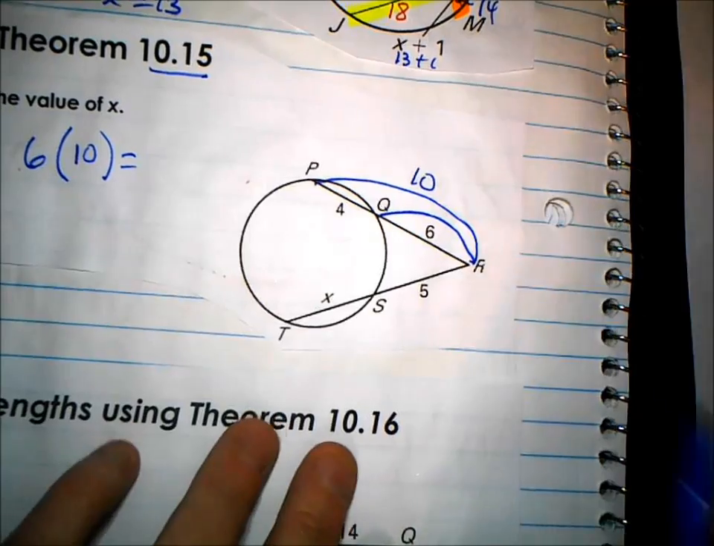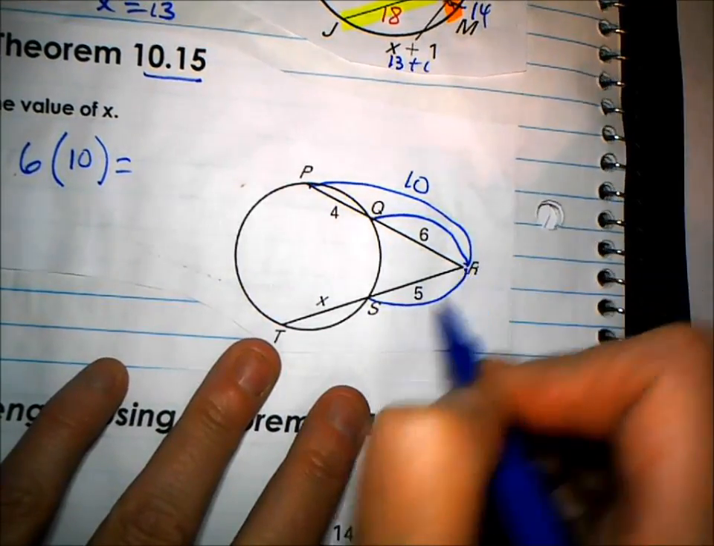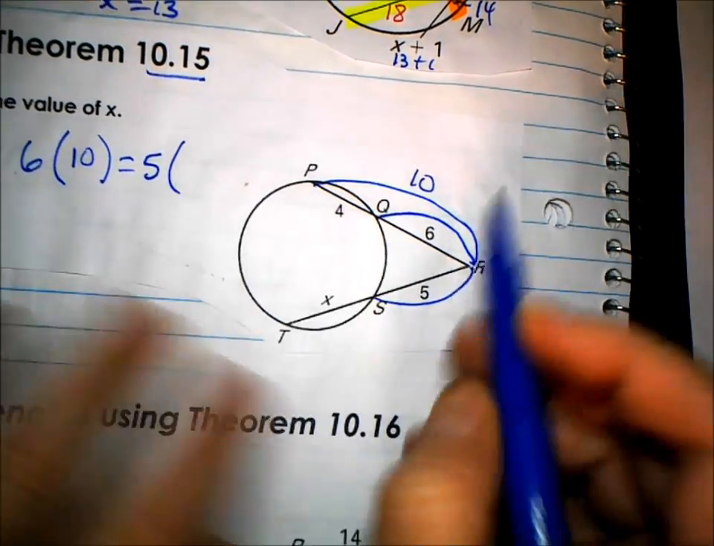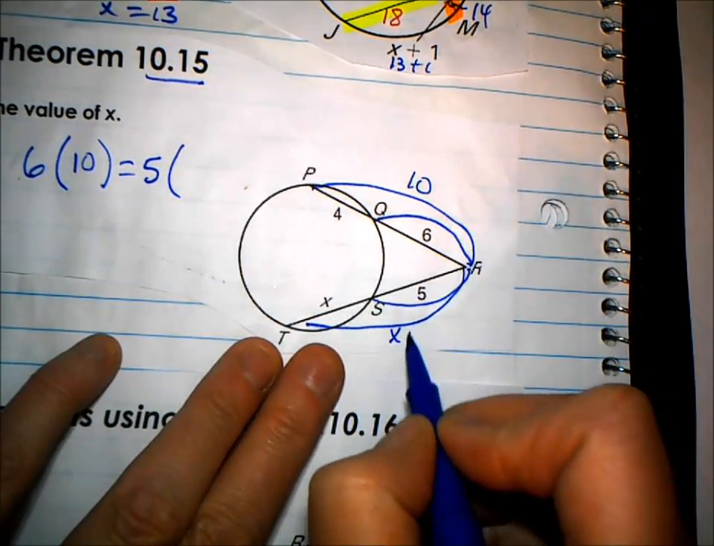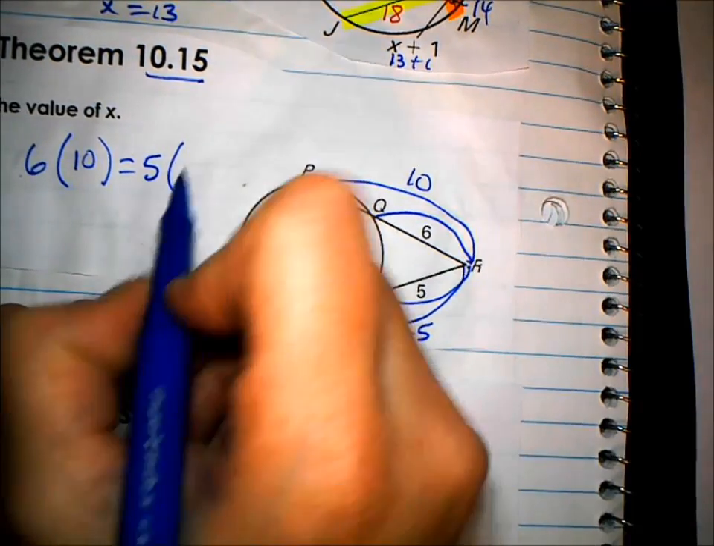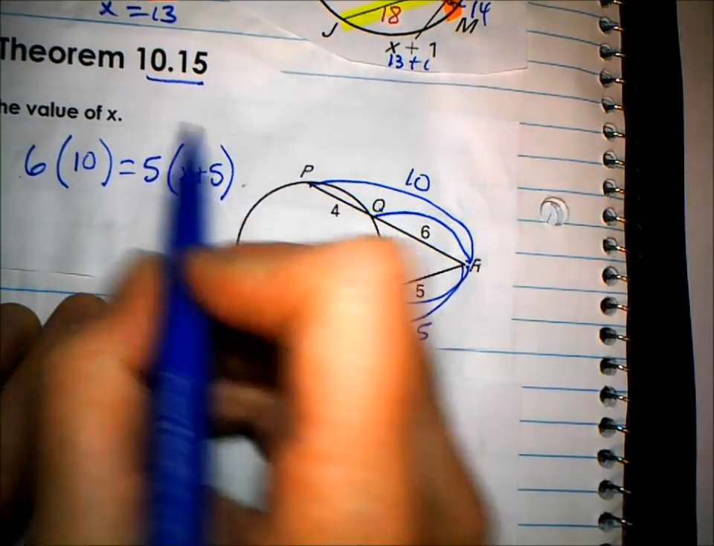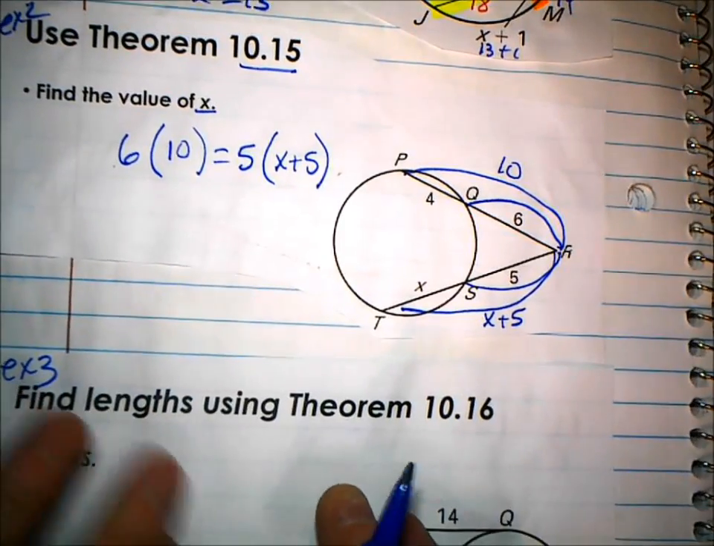It's going to equal the other side. Here I have the external part is a 5 times the entire length, which here's my x, so this entire length is x plus 5. I'm looking for x on my problem.